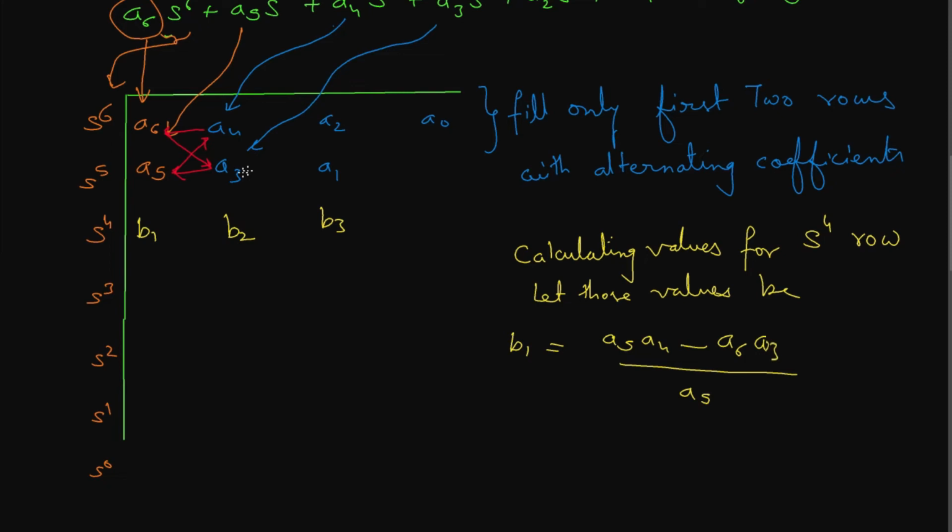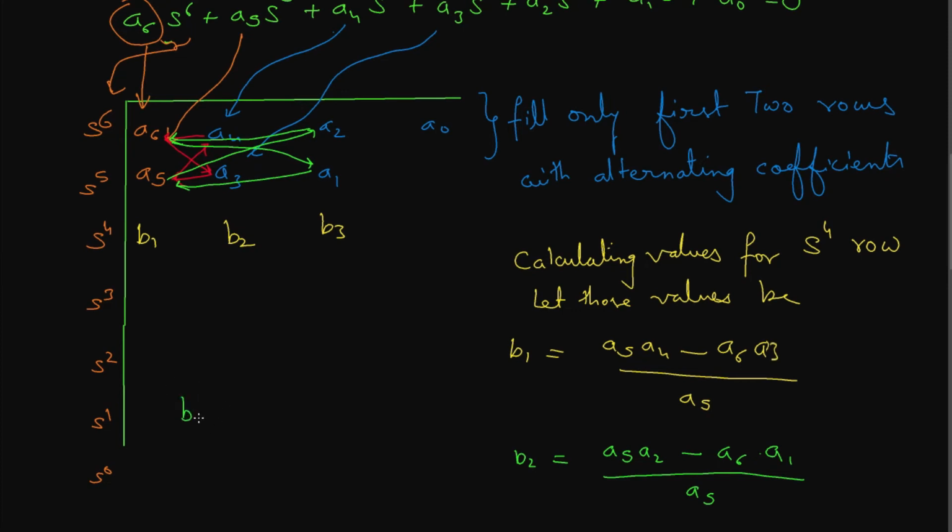Similarly, we will calculate B2. We will follow the same path using the first column and the third column now. Following the path, we will get A5 into A2, which is subtracted from A6 into A1, and then divided by A5. Similarly for B3 we will follow the same path. However, here one of the values is 0. So what we will get is (A5 into A0 minus A6 into 0) upon A5.